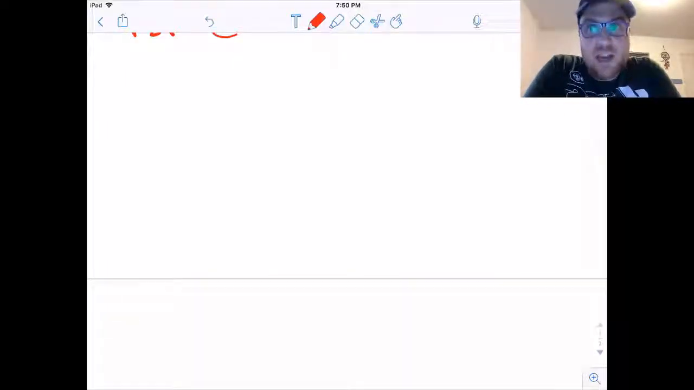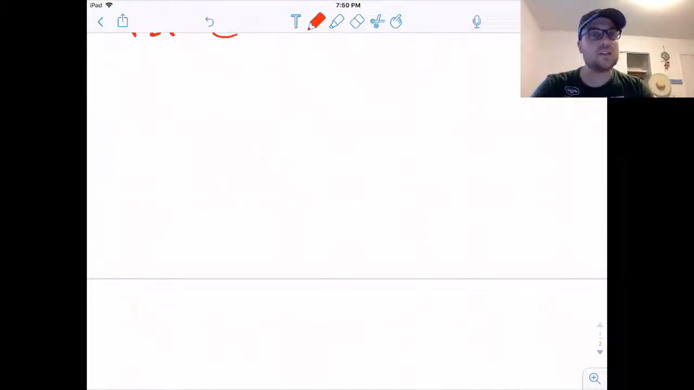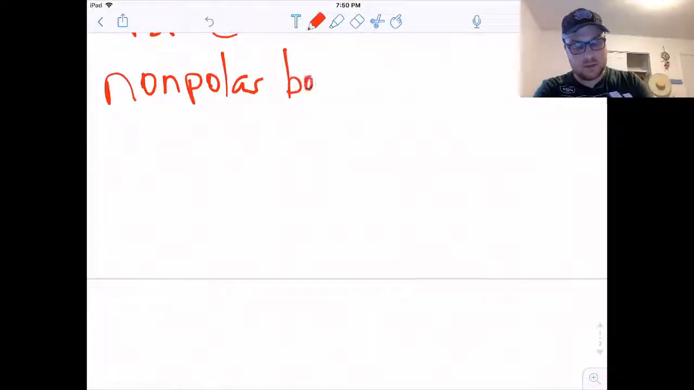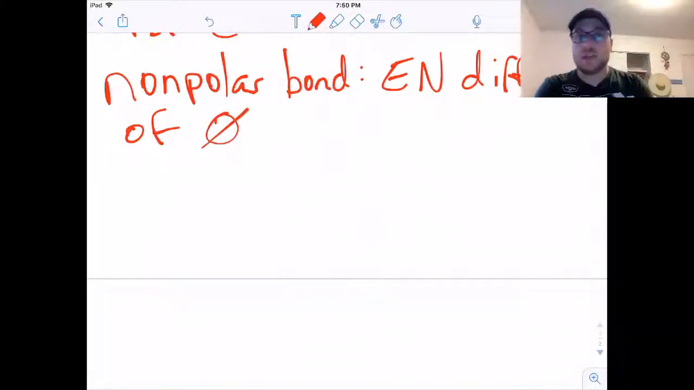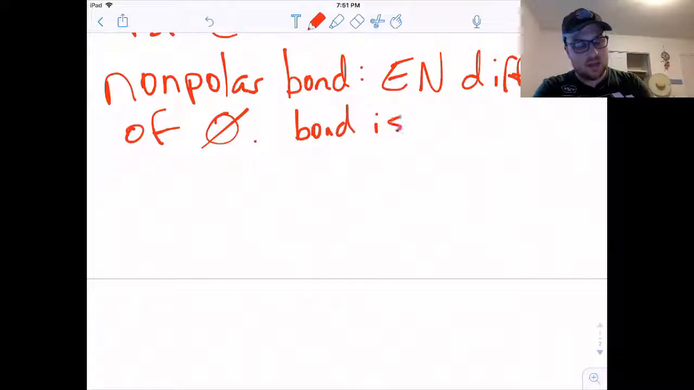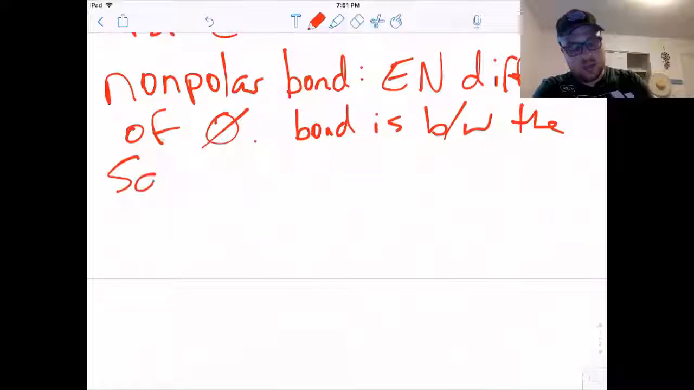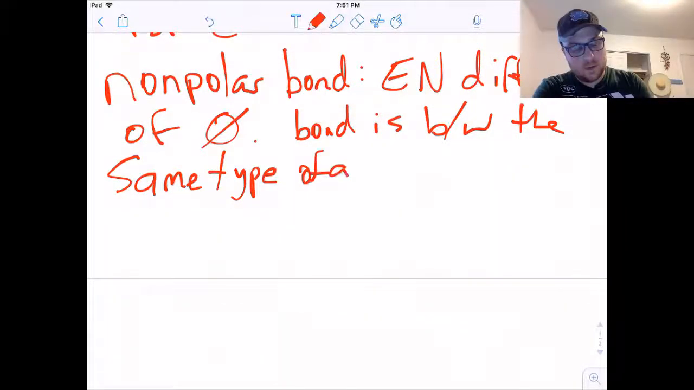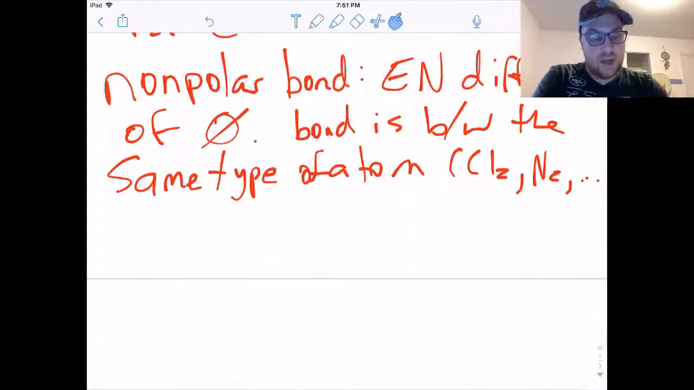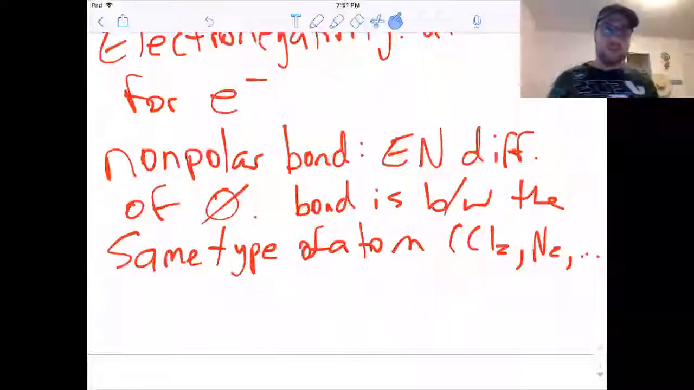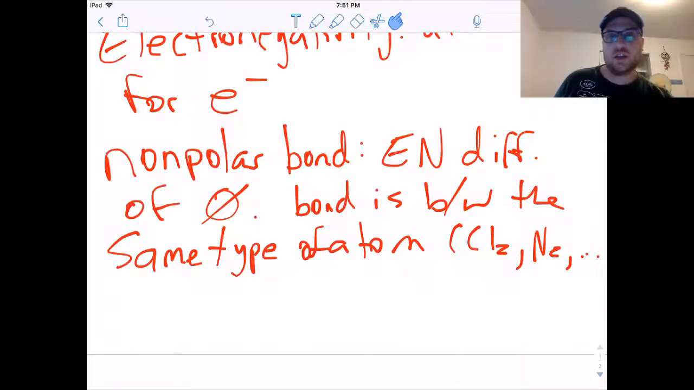What I'm mainly going to focus on tonight is polar versus nonpolar. There are polar bonds and nonpolar bonds, and then there are polar molecules and nonpolar molecules. They're not the same. A nonpolar bond will have an electronegativity difference of 0. Most likely the only way you'll see this is if the bond is between the same type of atom, meaning Cl2, N2, etc. There are very few atoms that actually have the same electronegativities. So the only way you're going to see a nonpolar bond is if the electronegativity difference is 0.